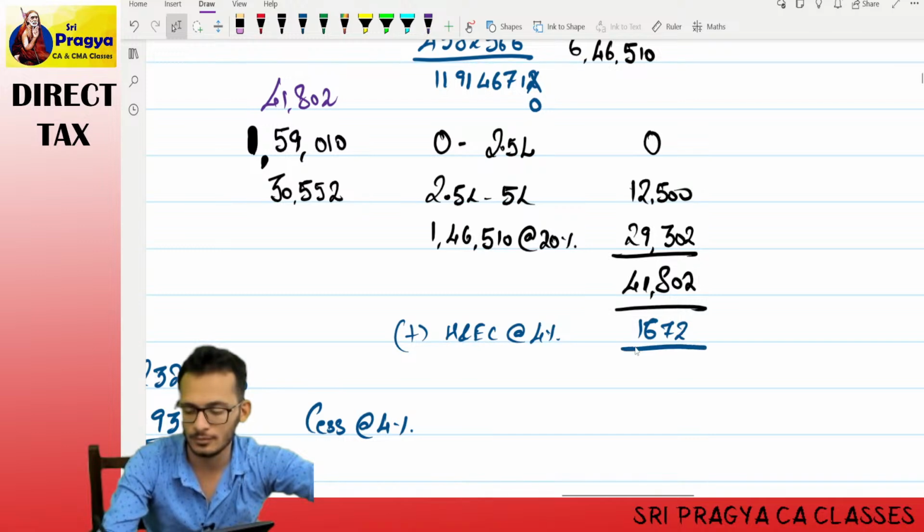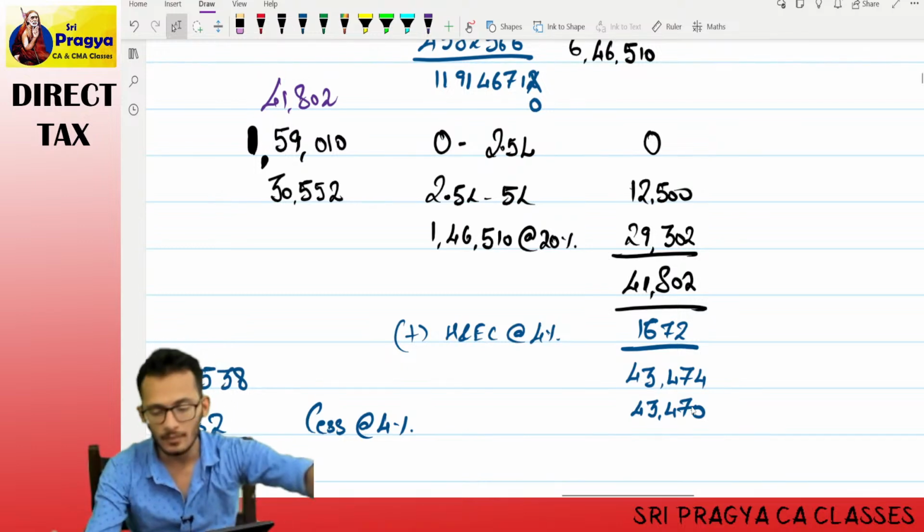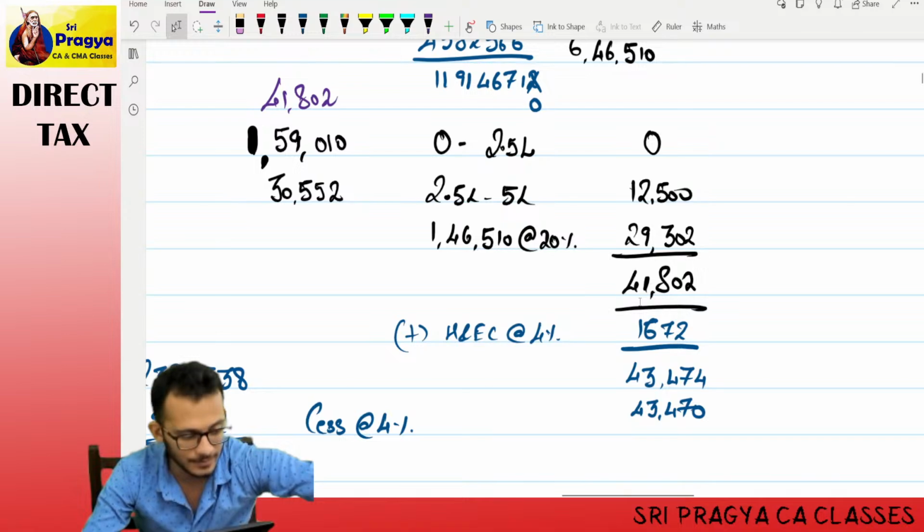1672. Number 43, 470 rounded off to 470. Next.